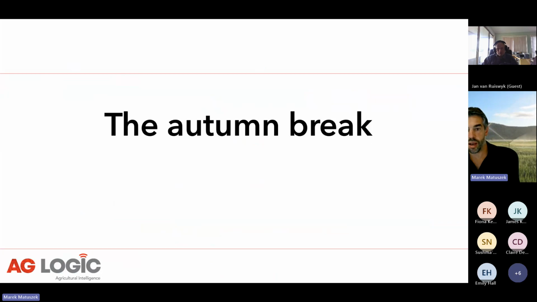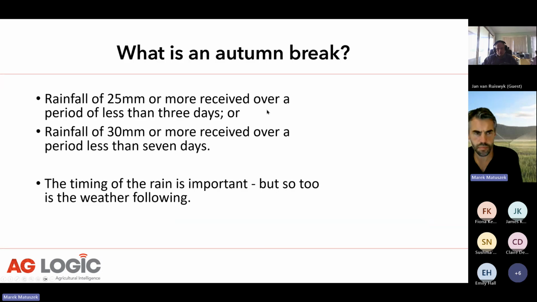So that's a bit of a rundown of where we are at the moment. But I want to have a look at our autumn break, and last time I spoke about what an autumn break is and what it looks like. The terms are 25 mils of rainfall received over less than 3 days, or rainfall of 30 mils or more received over a period of less than 7 days.